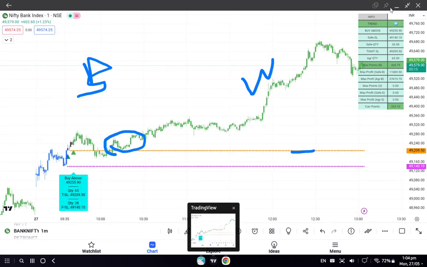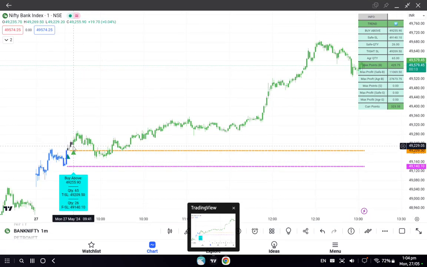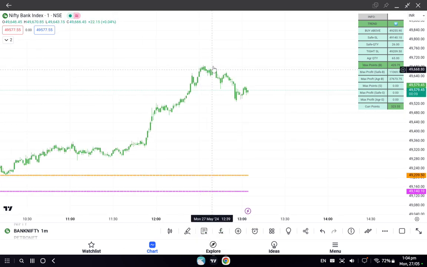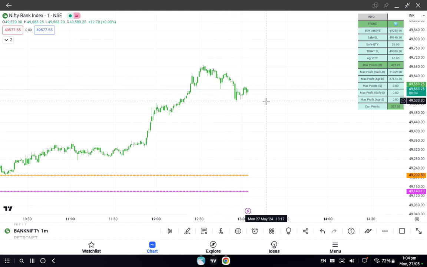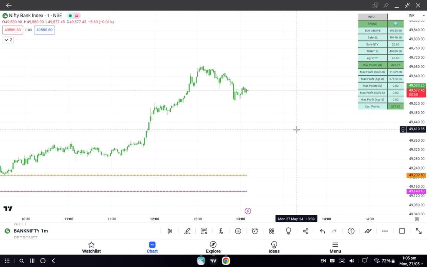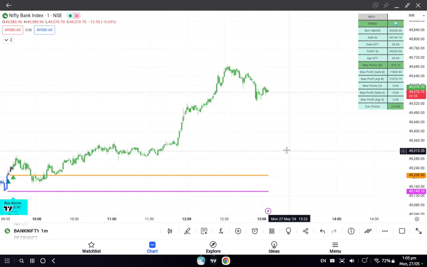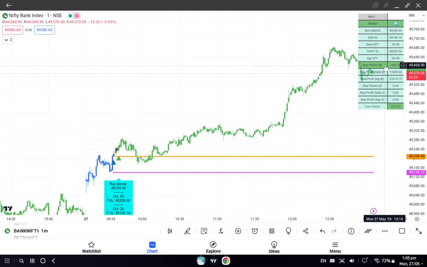And if we see at what price we entered and what the gain is as of now, 49,230 was our entry price, and Bank Nifty has made a high of 49,680, almost 400 points if we say. And as of now, as we speak, it is trading at 49,583, so well above 300 points gain in Nifty Bank with the help of the NTD Sniper indicator and NTD Sniper data. Thank you.